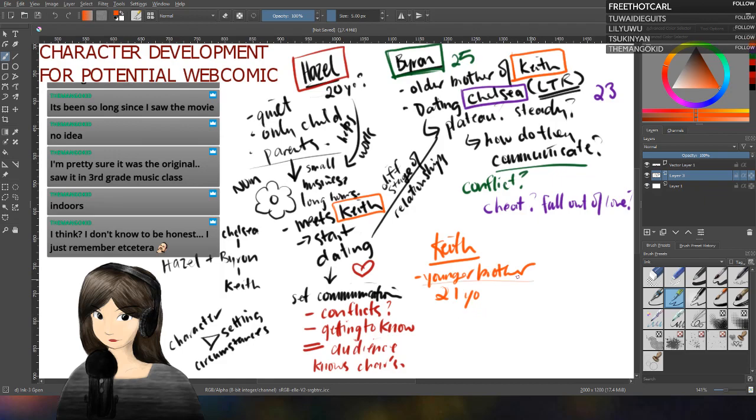So Keith is your typical younger brother, but I do want him to have distinctly different views than Byron, because that'll make things a little easier, because we are aiming to get these two together.